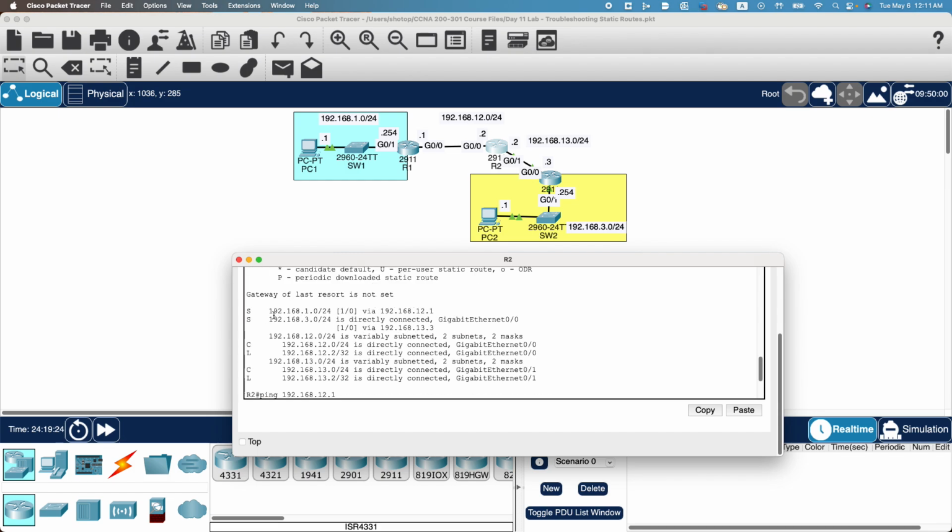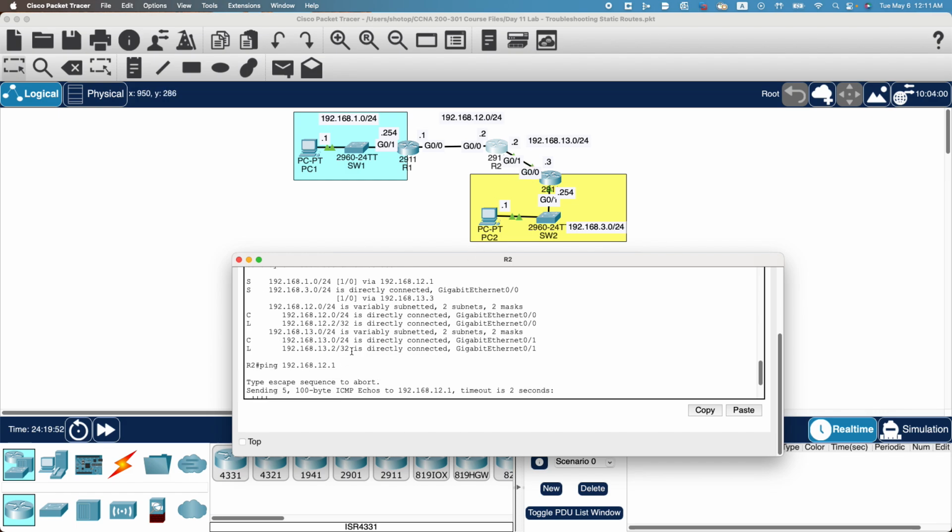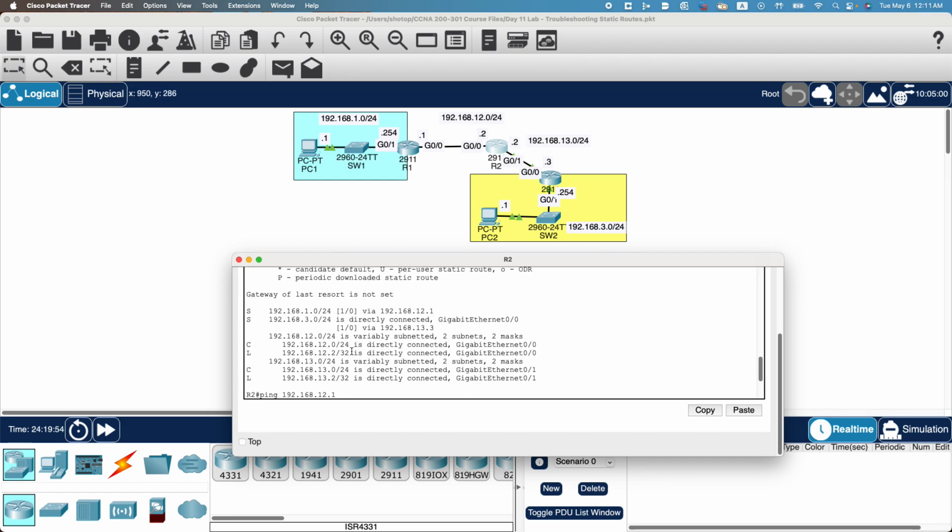So router 1 is set up this way: 192.168.10/24 via this specific thing. That's to R1. Okay. Now to 192.168, oh, it doesn't have .13. It doesn't have a specific one to here. Wait a minute, yes it does.